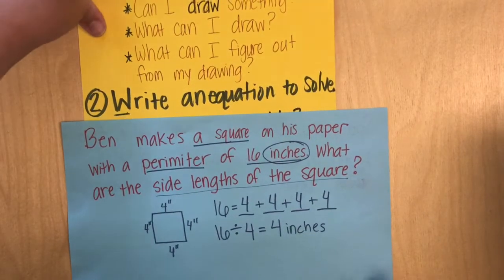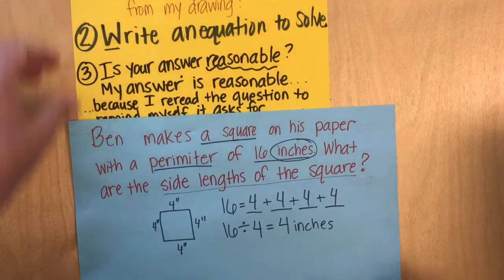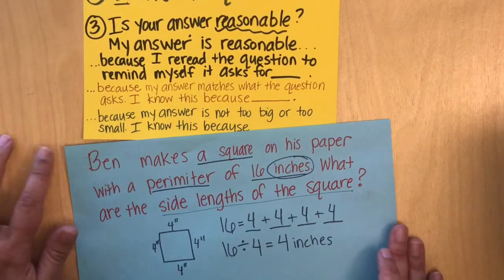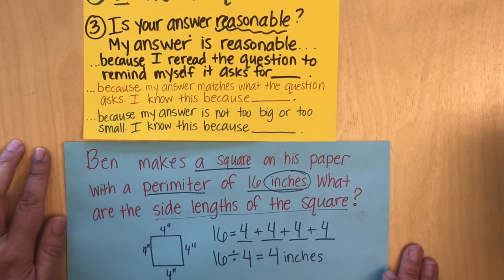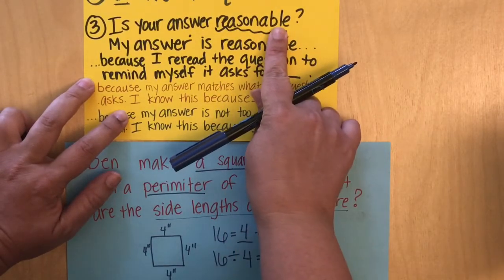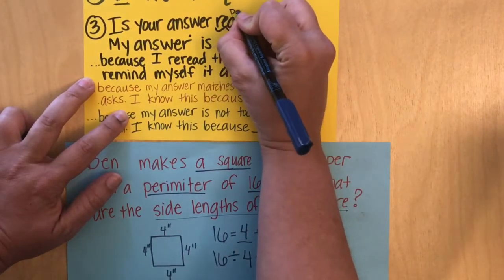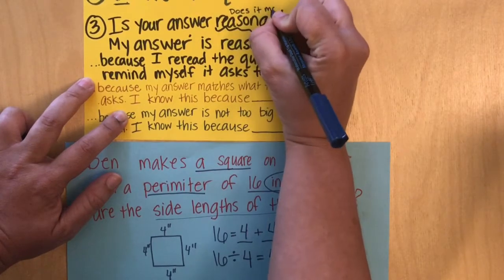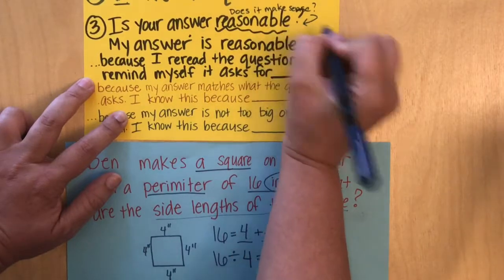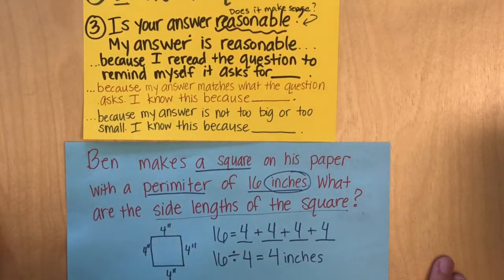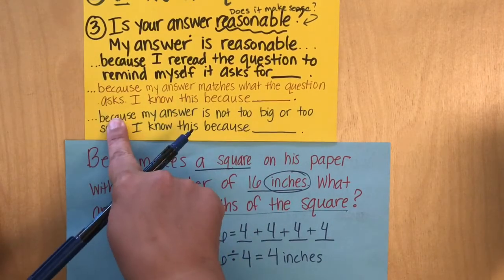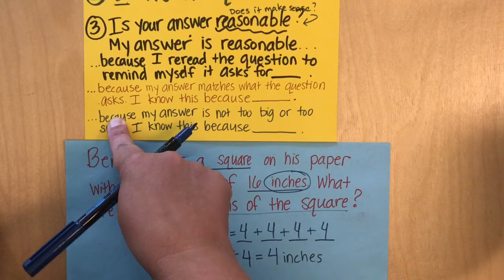We're not done. The last step of solving a word problem, honestly, just any math problem, is thinking, is your answer reasonable? Reasonable means, does it make sense? Okay, so I know that my answer is reasonable. And then here are some sentence frames that can help you prove that you know that your answer is reasonable.